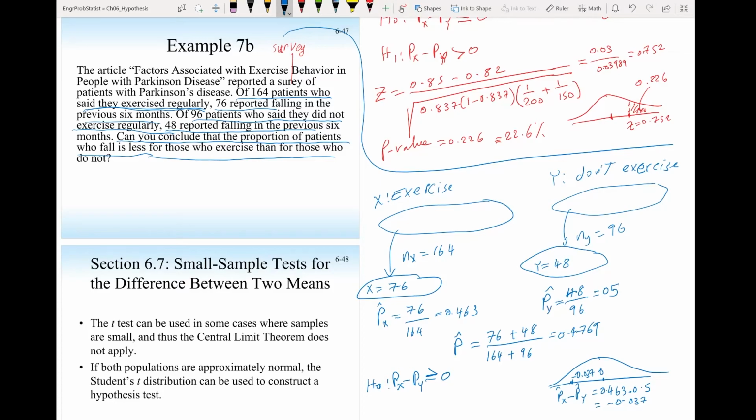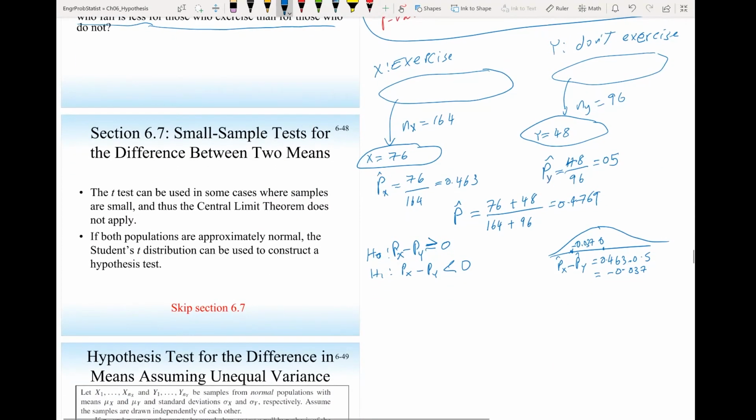Even though the sample showed patient with exercise fall less. The proportion is 0.463 versus 0.5, even though they small difference. But my null hypothesis, no difference, maybe even more. So the alternative hypothesis then H1 will be probability of X minus probability of Y, or proportion, less than 0. So now I have to calculate the z-score.